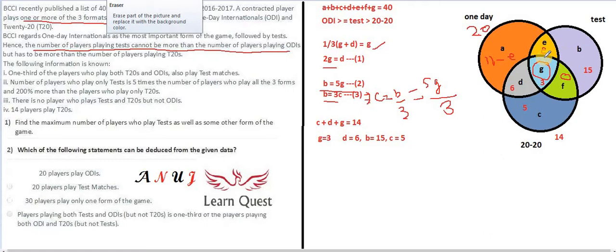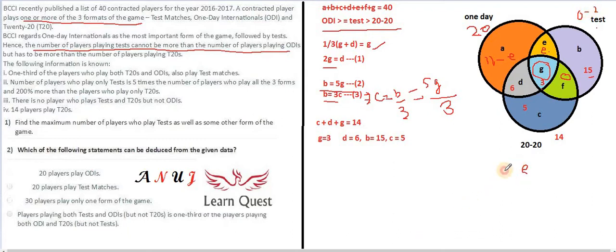Now you have to figure out the possible values of E. As you have seen, ODI should always be greater than or equal to test. So the test total can be at most 20, right? Let's see. This is 15, this is 3, that is 18. So the value of E can be at maximum 2 and at minimum 0. So the value of E lies in 0 to 2. So 0, 1 or 2 are the only possible values for E. Otherwise this will become greater than ODI, right?